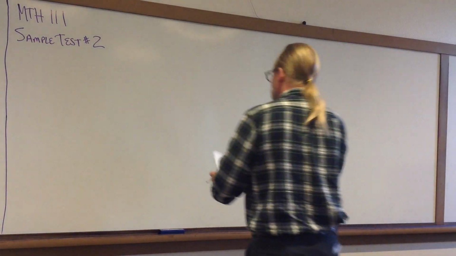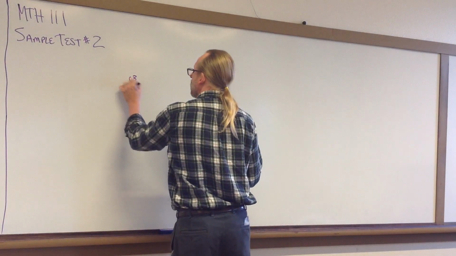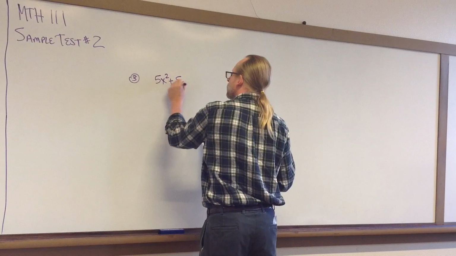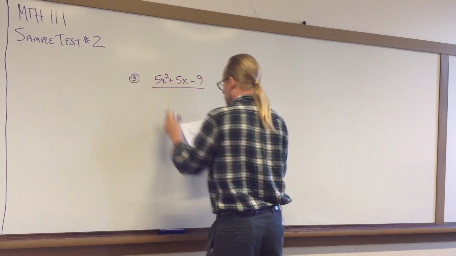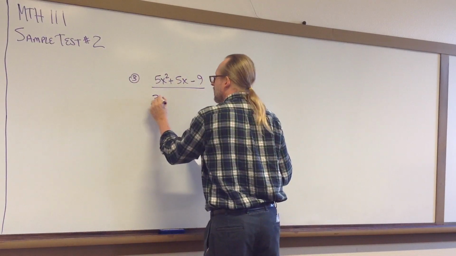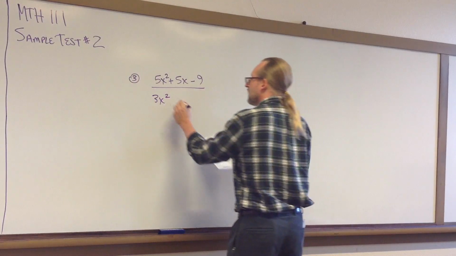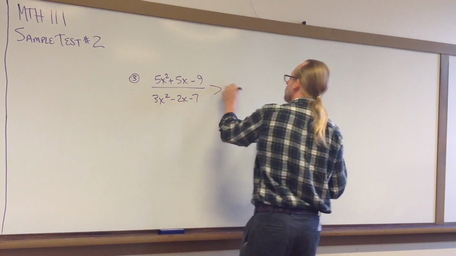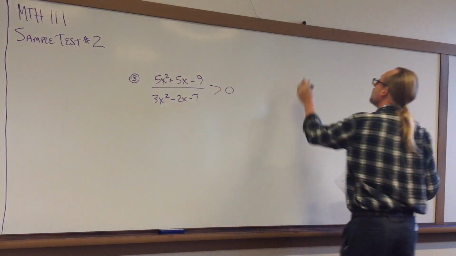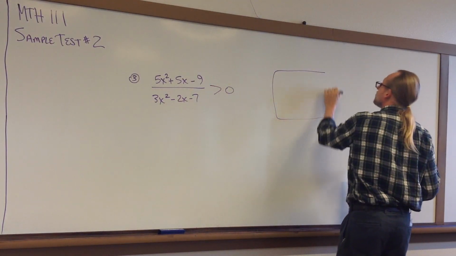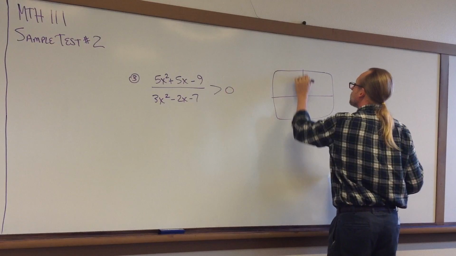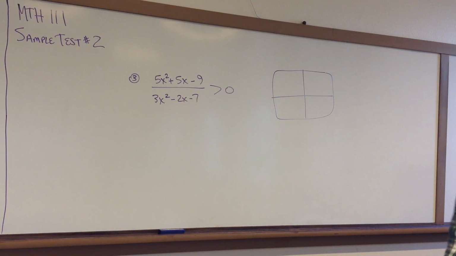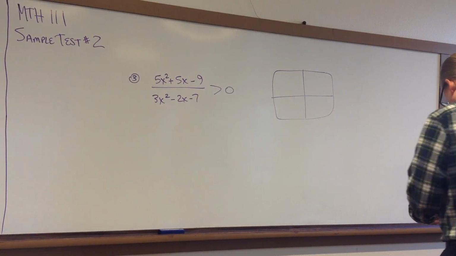Okay, on 3, we've got 5x squared plus 5x minus 9 on top, 3x squared minus 2x minus 7 on the bottom, and we want to know where is this going to be greater than 0. So again, I'll put a little sketch up here, and then I'll show the calculator to the camera so we can see just what we're working with.